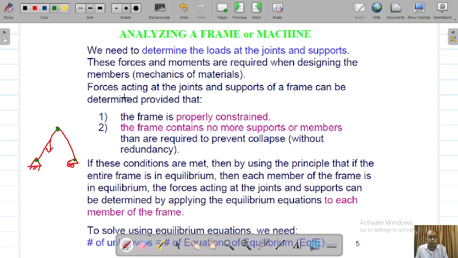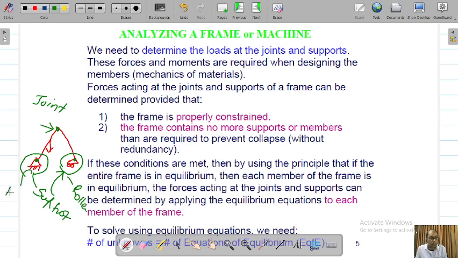This is what it is saying: the forces acting on the frame at the joints and supports. This is going to be a joint, and this is going to be a joint. What are the forces acting at this point? And this is a support, and this is also a support. If the frames are properly constrained, here they are being constrained by a roller and a pin.